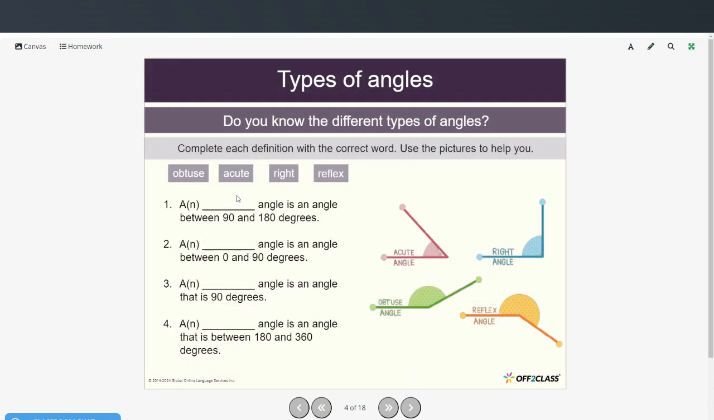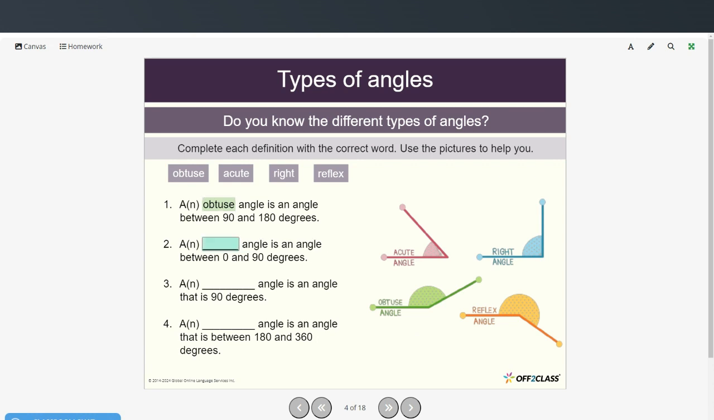Alright, so types of angles. Do you know the different types of angles? Complete each definition with the correct word and use the pictures to help you. So go ahead and try that on your own and then restart the video when you're ready to check your answers. So an obtuse angle is an angle between 90 and 180 degrees. So remember, 90 degrees would be straight up and down, 180 would be straight across, and so it's somewhere between.